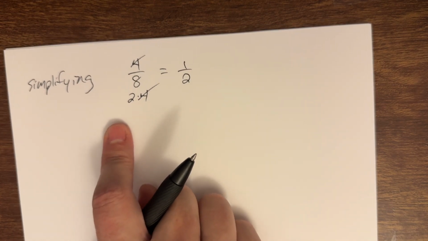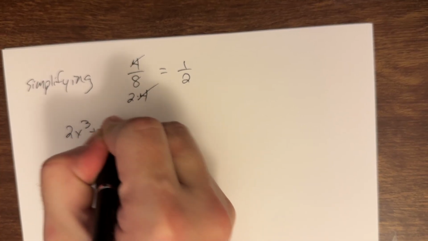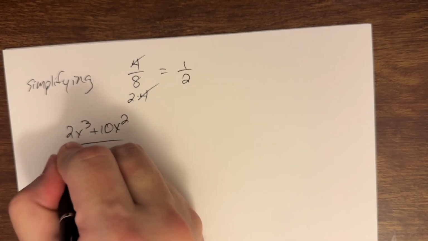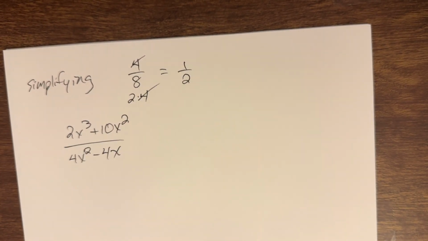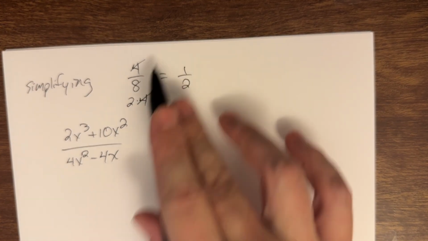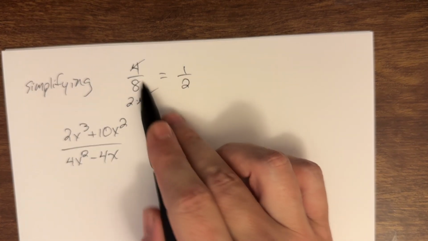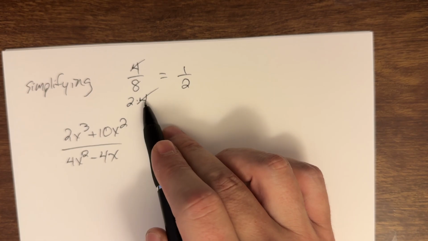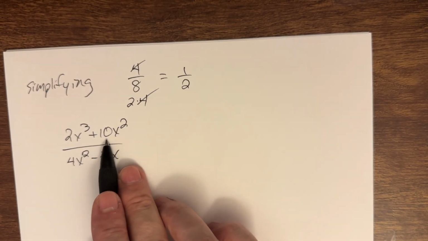So let's jump right into a problem. Let's simplify 2x cubed plus 10x squared over 4x squared minus 4x. How are we going to do that? Well, up here with numbers, some of us already have quicker instincts, but it's the same idea. The key to make this cancellation is, again, you're canceling a common factor from top and bottom. So the key, I'm going to need to factor these expressions.